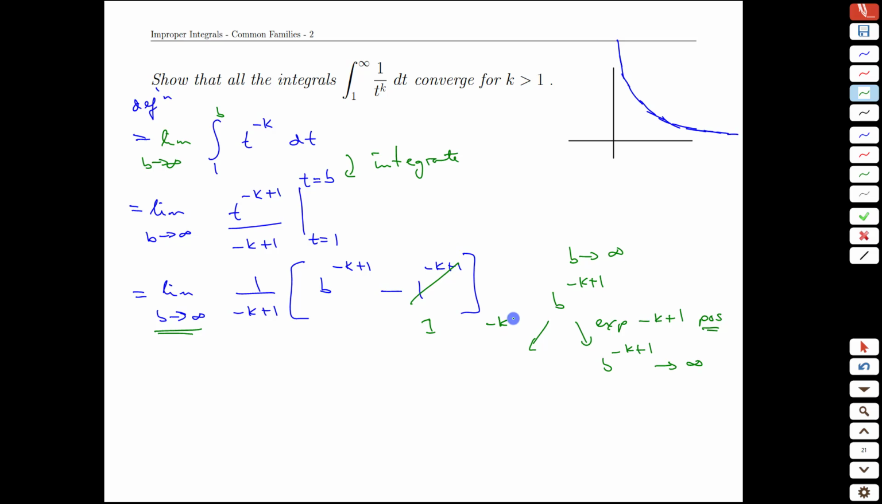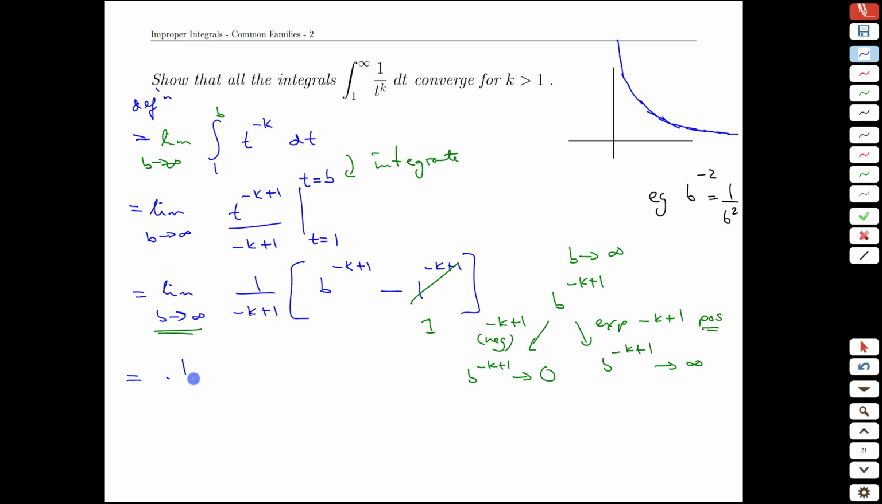However, if that exponent is negative, and sometimes it helps to write this out as an example on the side, if we had b to the negative 2, well, that would be a larger and larger number to a negative power. That's actually 1 over a large number, and that's going to head towards 0. b to the negative k plus 1 is going to head towards 0. This is the case we want because we were asked to find the values for which this converges or approaches a finite number, and that'll be the scenario we get with this.